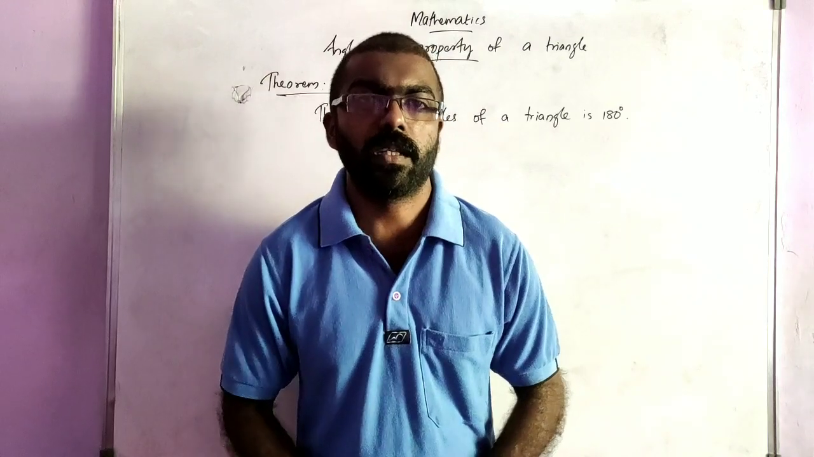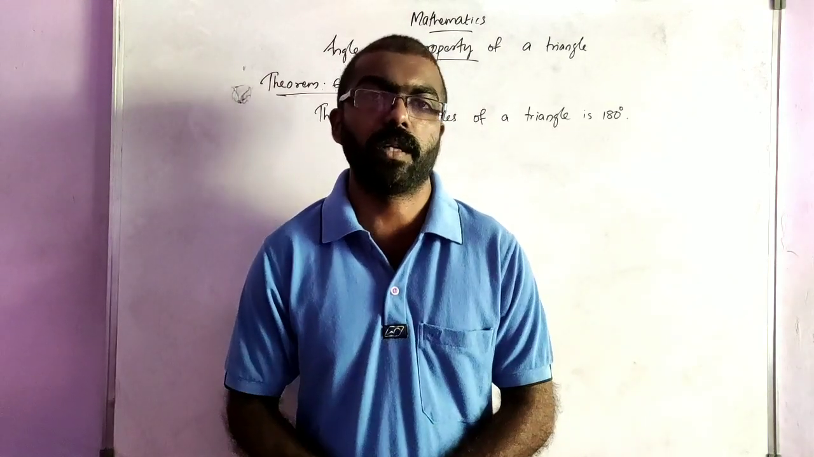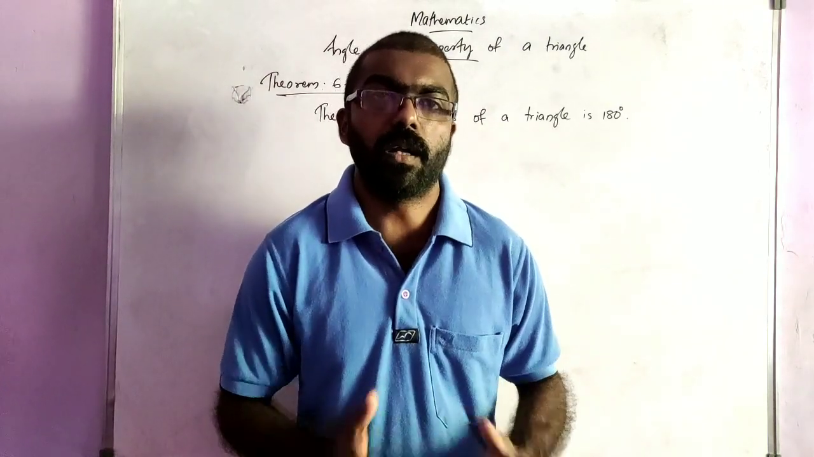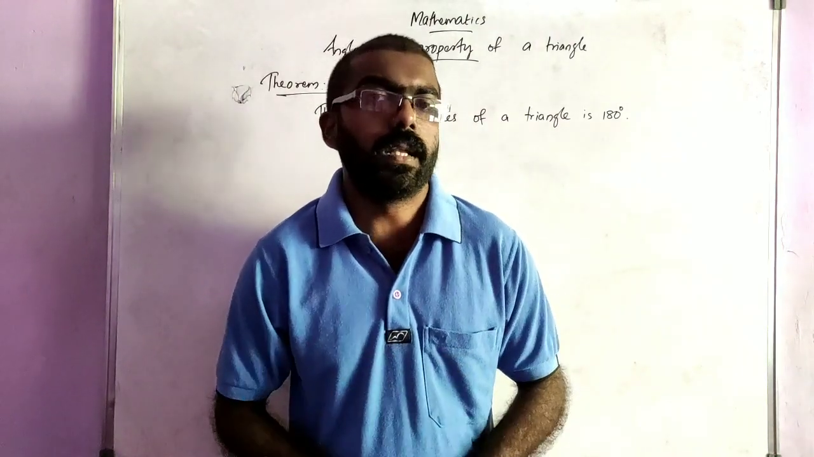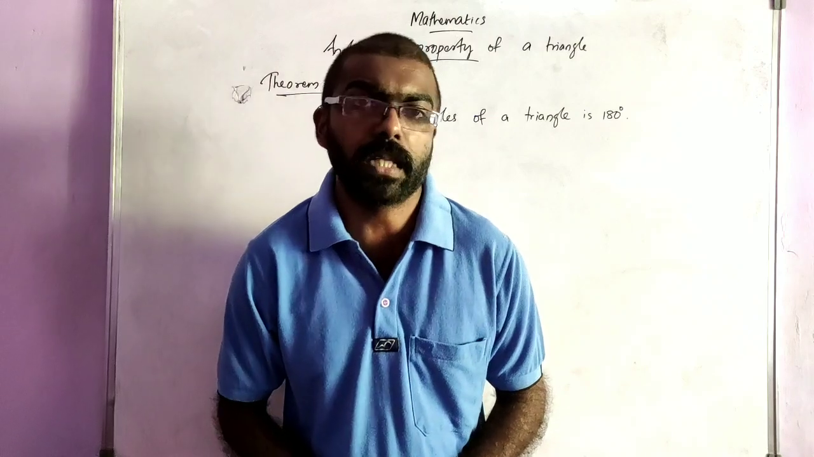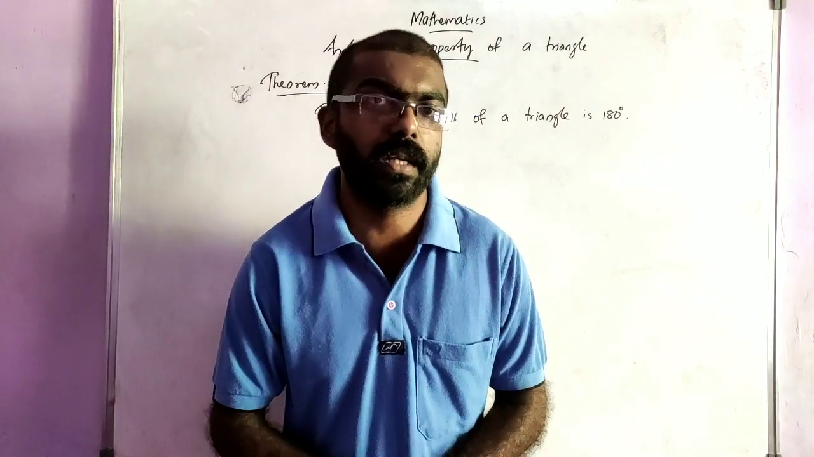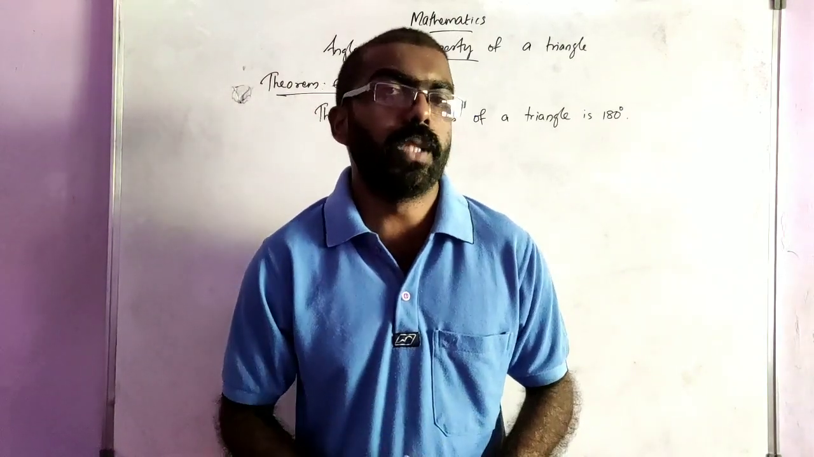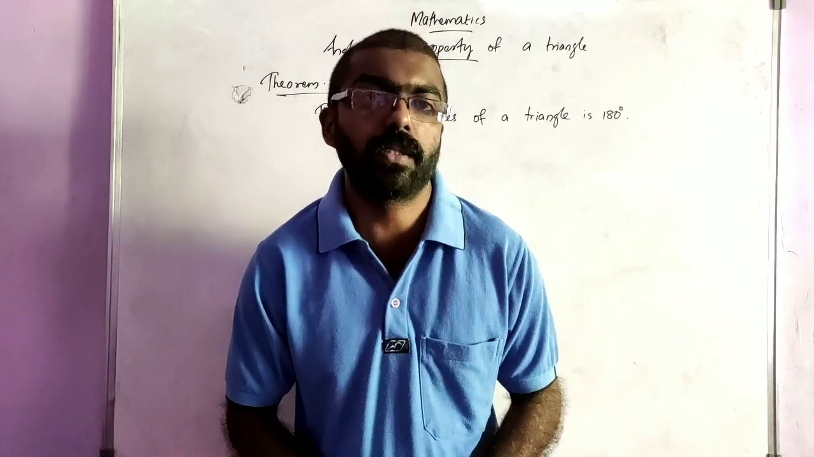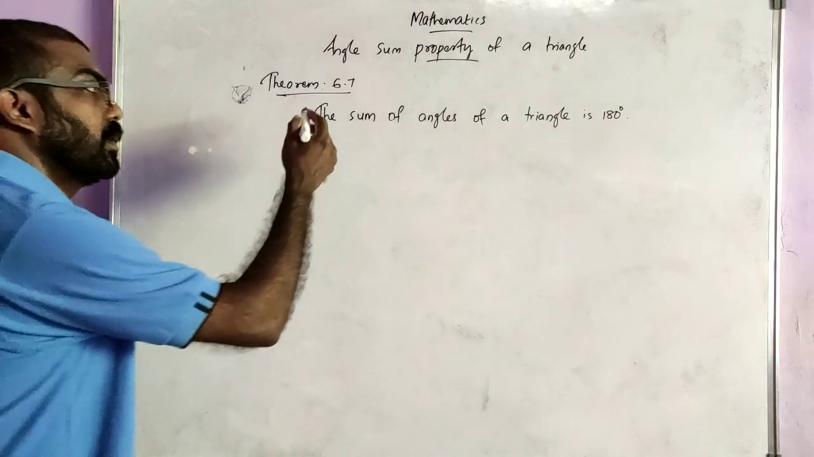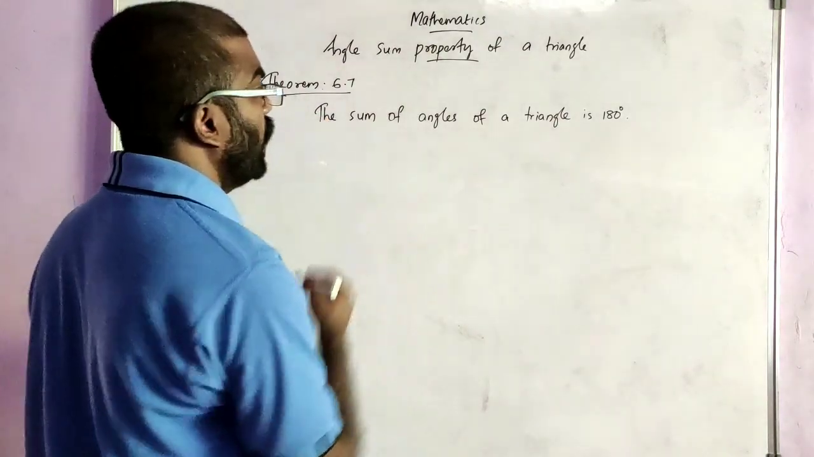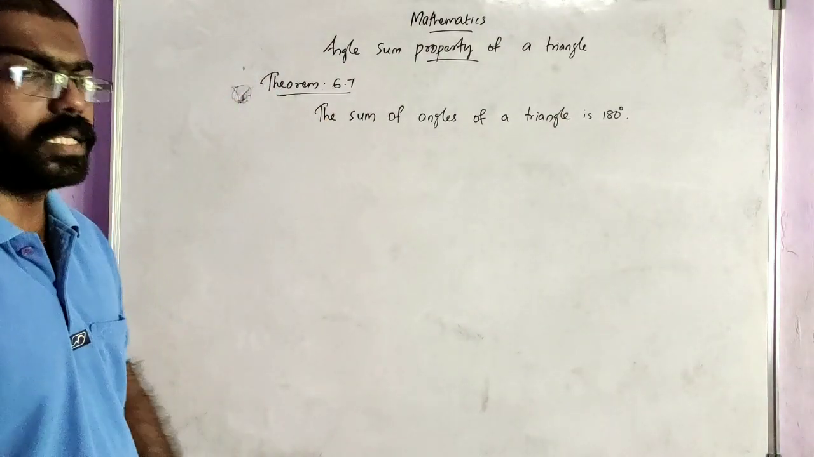In this session we shall discuss the topic angle sum property of a triangle. We all know the sum of angles of a triangle is 180 degrees. In earlier classes you have studied through activities that the sum of angles of a triangle is 180 degrees. We can prove this statement using the axioms and theorems related to parallel lines. Here, theorem number 6.7: the sum of angles of a triangle is 180 degrees.